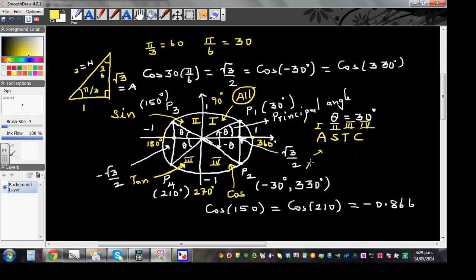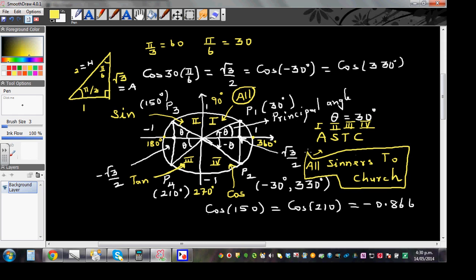So I remember it like this. All sinners, S for sinners, T for two, church, C-H-U-R-C-H. Or there are also other people who have made it all science teachers are cool. Or this is what I like, all sinners should go to church. Church is a place for sinners.